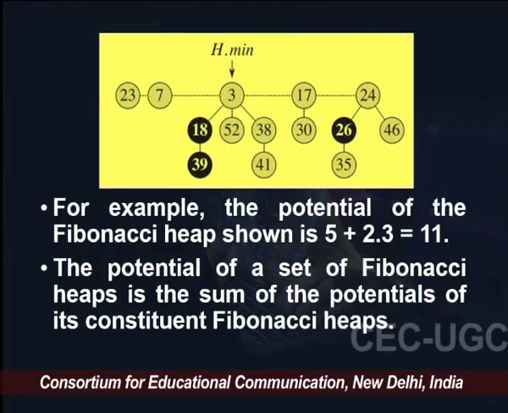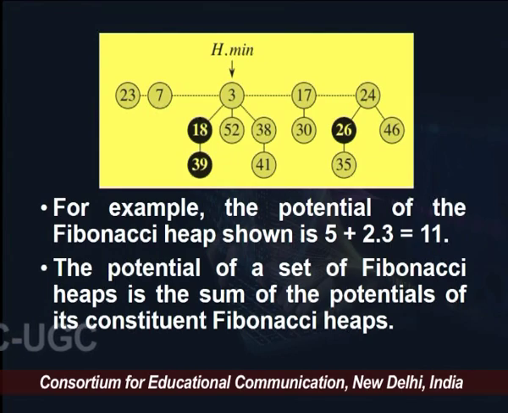So here is a figure in which I have taken that previous example of a Fibonacci heap. The total number of trees in this Fibonacci heap is 5 and the number of marked nodes is 3. The marked nodes are 18, 39 and 26, as you can see on the screen. So with the help of these two terms, T.H and M.H, we can define our potential function.